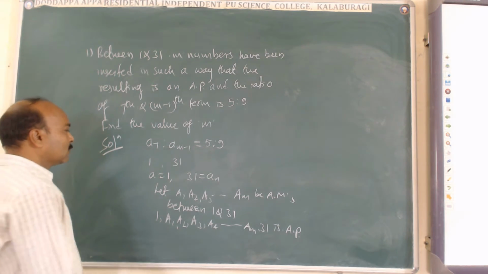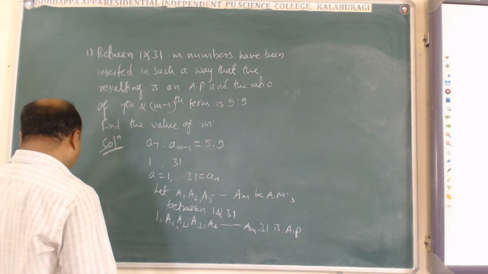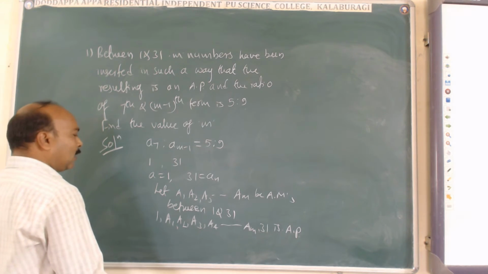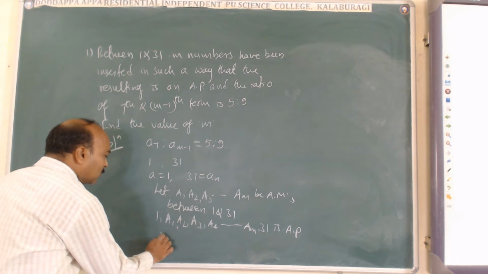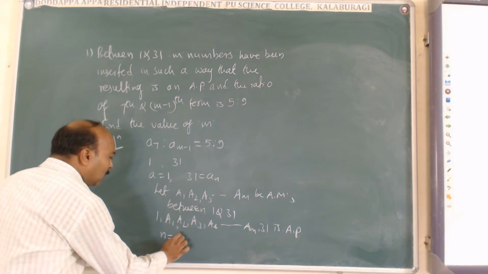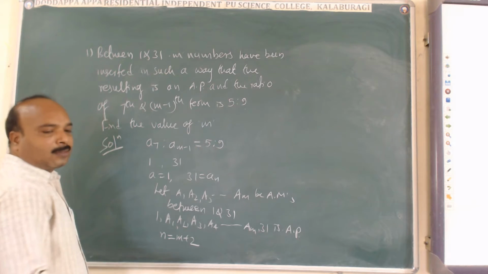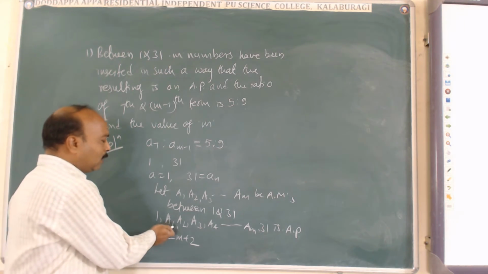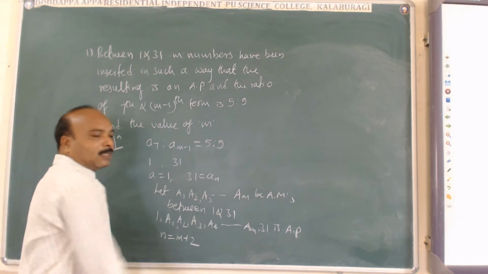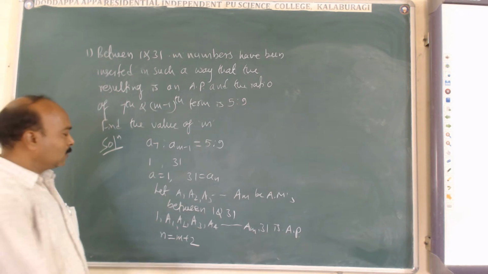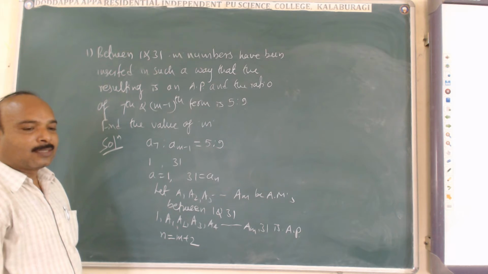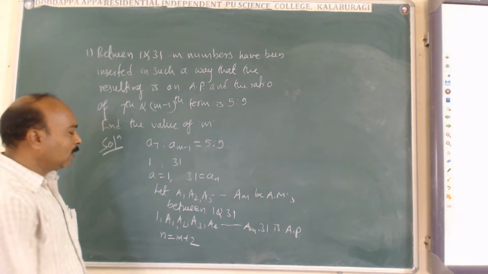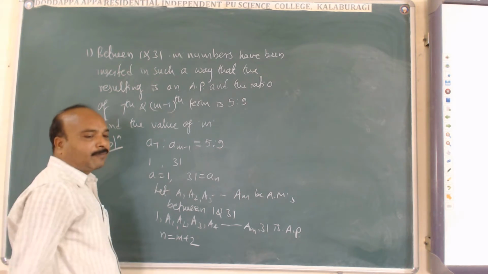Now here a is 1 and the last term is 31, and the total number of terms n you have to write as m plus 2. Why is it m plus 2? Because here a1, a2, a3 up to am are m terms. Here one term and here one term, the last two terms. So including those, we get the total number of terms as m plus 2.